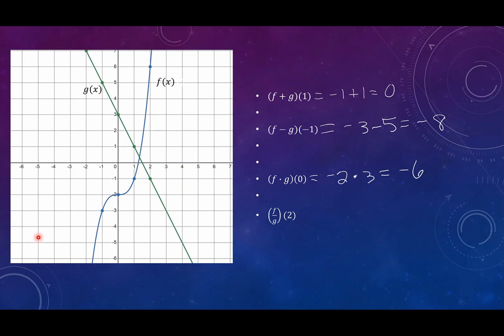Our last one says f over g of 2. So f of 2 way up here is 6. G of 2 is down here at negative 1. So I have 6 over negative 1, which gives me negative 6.